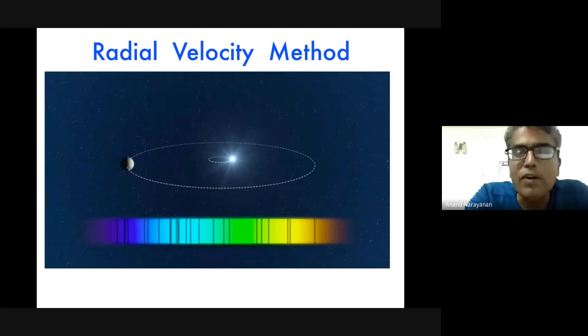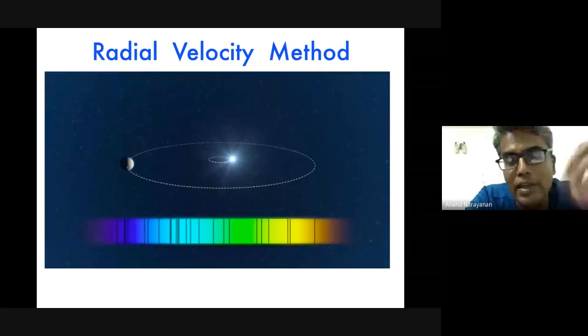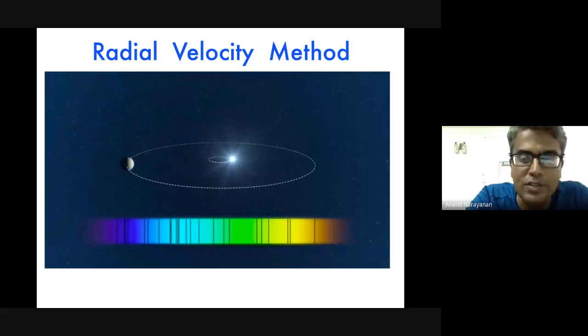If you use our solar system as an example, the center of mass between Jupiter and the Sun is actually inside the Sun itself. Not at the exact center of the Sun, but closer to the Sun's surface. The center of mass of the Sun and Earth system is very close to the center of the Sun.